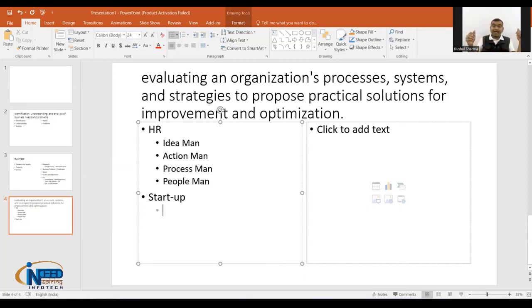But as soon as the work has started and the business is happening every day, then you need process. At that time you need process. Along with process, you need systems, you need strategies. And I'll give you another case study. Startups basically are more towards idea and action.